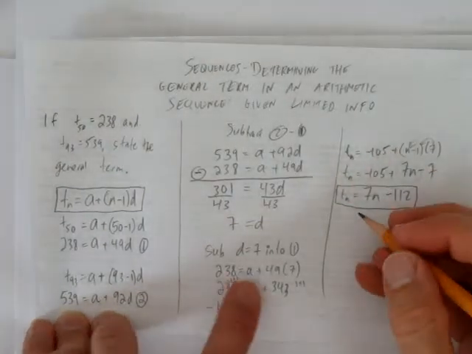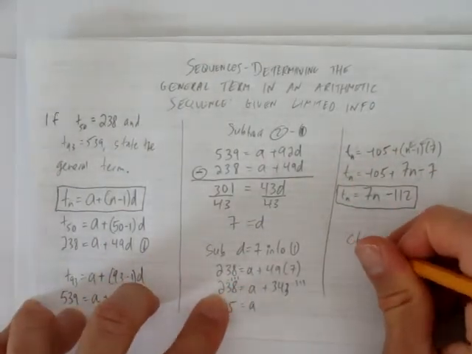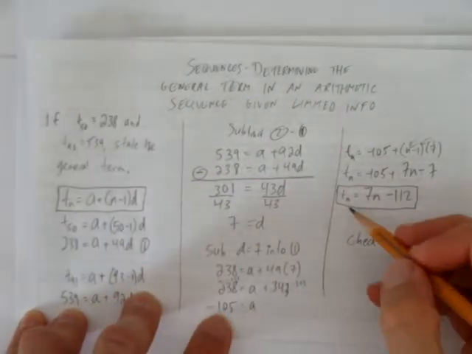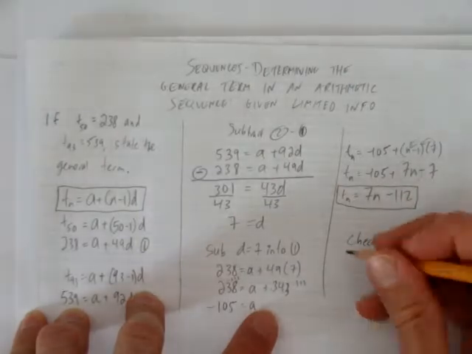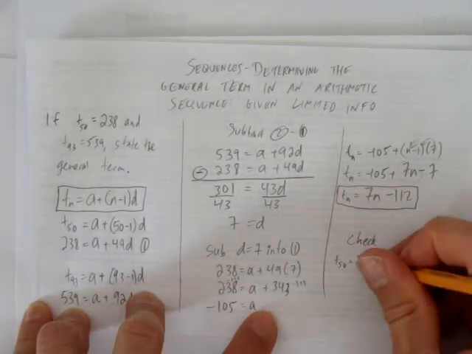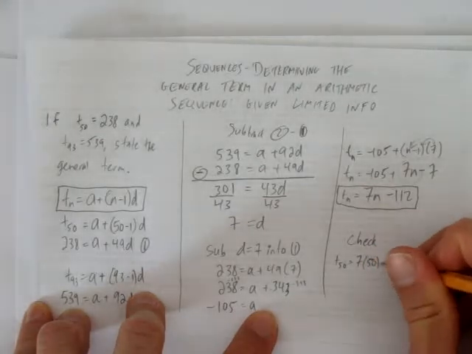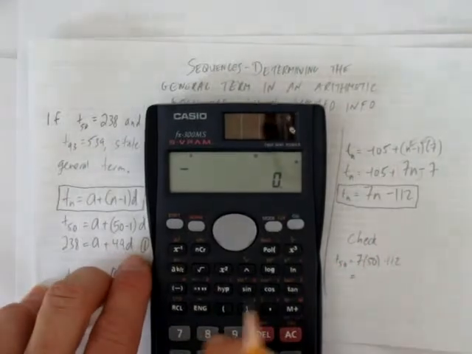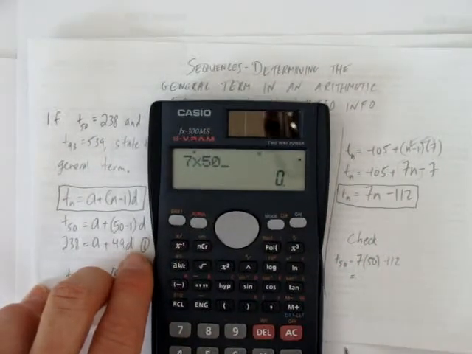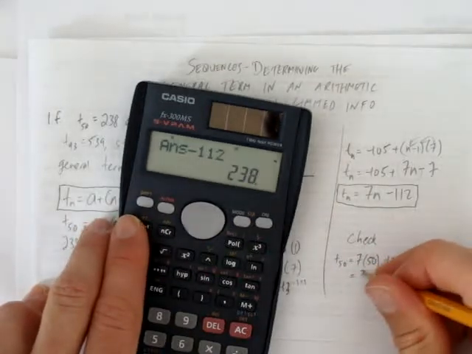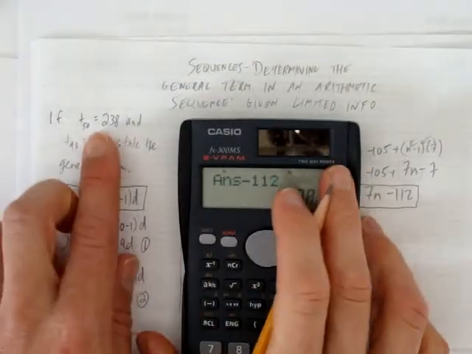You don't have to, but you can also check your answer just to make sure. If that's the right formula, it better work for these. That is, if I sub in 50, I better get 238. So let's check. If it's true, T50 equals 7 times 50 minus 112. So we'll check on our calculator here. 7 times 50 minus 112 equals 238. Perfect. If it was the right formula, we should get 238.